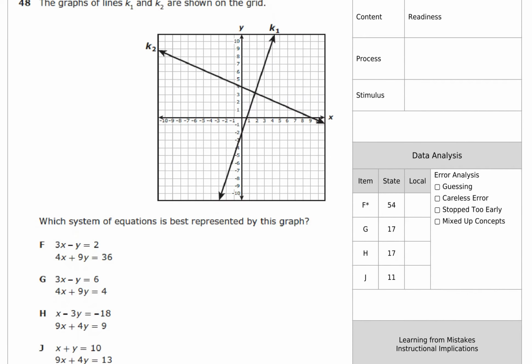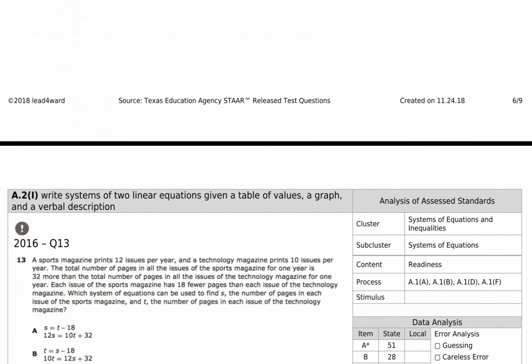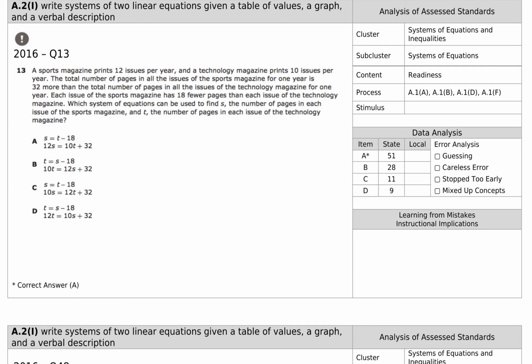Alright, here's that other type of question that's this time from a graph instead of the first one was from a table. Let's finish doing the word problems. A sports magazine prints 12 issues per year. A technology magazine prints 10 issues per year. The total number of pages in all the issues of the sports magazine for 1 year is 32 more than the number of pages in the technology magazine for 1 year.